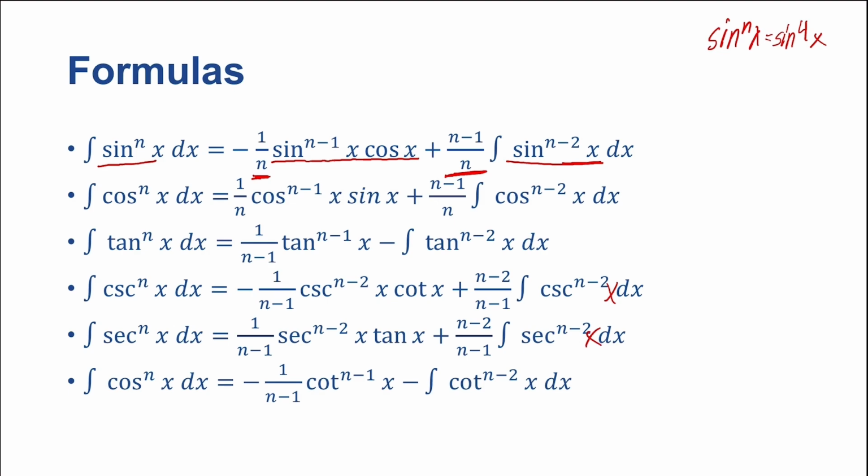And then we've also got, finally, the cotangent. Sorry, that should not be cosine. The integral of the cotangent to the n of x dx is equal to negative 1 over n minus 1 cotangent to the n minus 1 of x minus the integral of the cotangent to the n minus 2 of x dx. Okay, so now we've got some formulas.